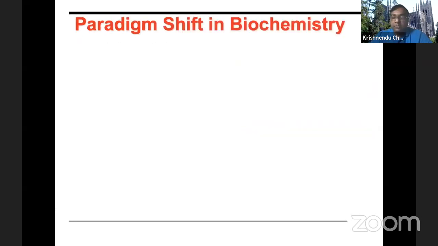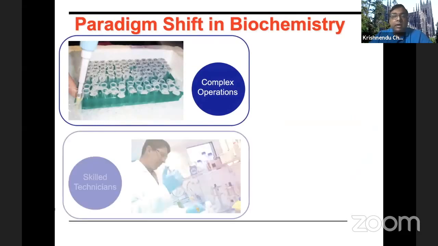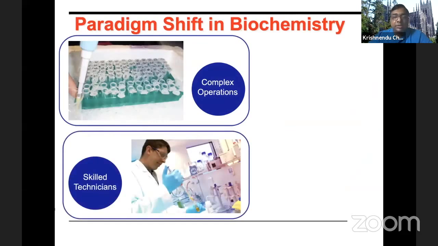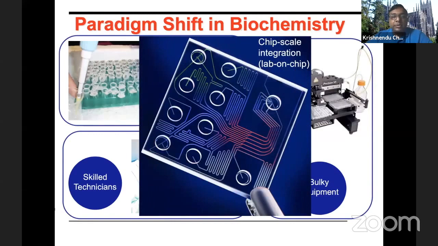So we're seeing a paradigm shift in biochemistry. Basically, we used to have complex operations, microwell plates, a lot of test tubes, milliliter volumes of fluid, and we needed skilled technicians who had to be trained. They were prone to making errors, and bulky equipment that needed space and needed a lot of money to be acquired. Now we can do what is called lab on chip. So we can integrate a lot of components, reservoirs, wells, channels onto a small chip, the size of a PCB. This is called lab on chip.